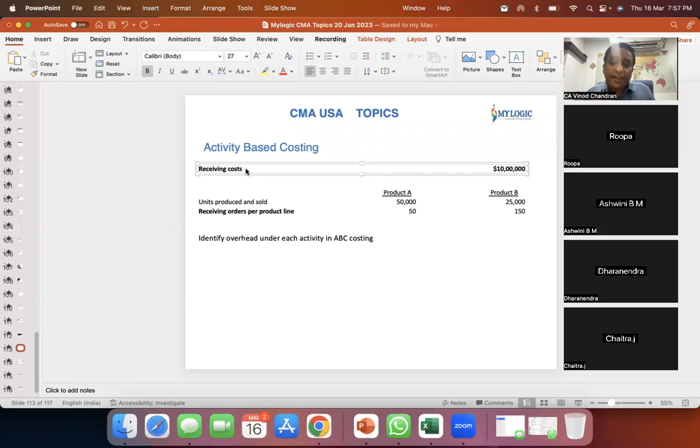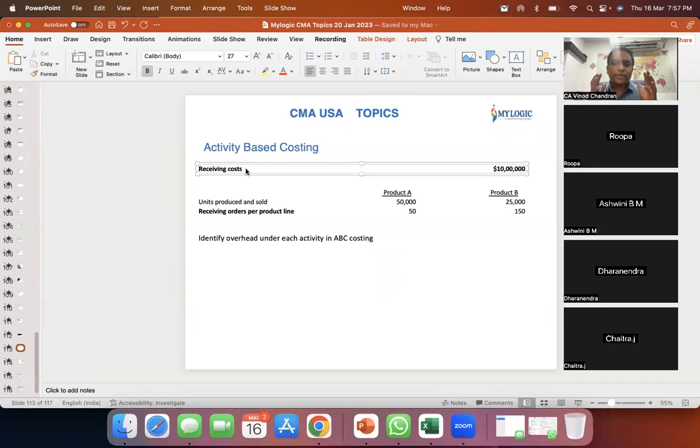Now we need to identify how much is applicable for product A, this receiving cost, and for product B, and also per unit produced and sold, how much it is. You understood the question, everyone? I should identify against product A, how much receiving cost incurred, against product B, how much receiving cost incurred, and under that itself, per unit, how much. Everyone in agreement? You understood the question?